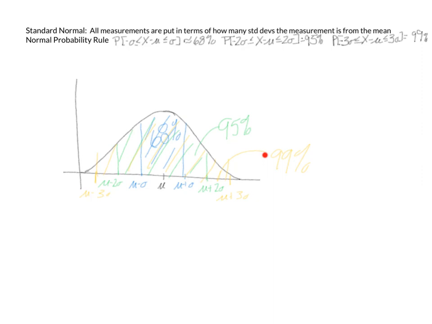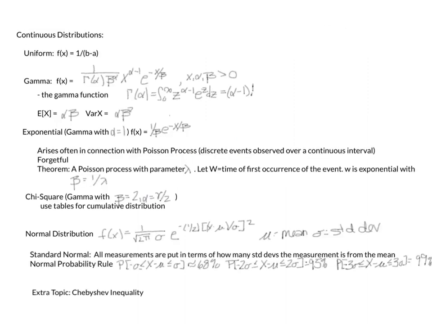So this will give you kind of a measure of how unusual things are, or where you expect data to be. And then we have this really amazing Chebyshev inequality that gives us numbers like this, but for any distribution. It's not as accurate, but again, it's because it applies to any distribution.